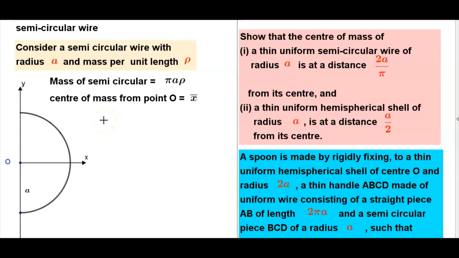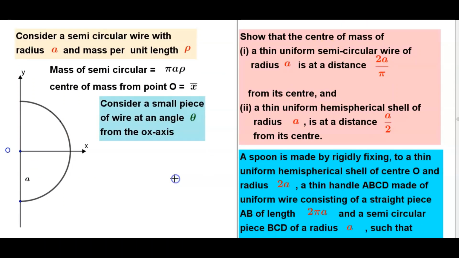The center of mass from point O is x bar. Symmetrically, the center of mass will be on the OX axis. Therefore, the center of mass from point O is x bar. Consider a small piece of wire at an angle theta from the OX axis, because we are going to divide this circular wire into so many small pieces of wire. So consider one piece of wire at an angle theta.